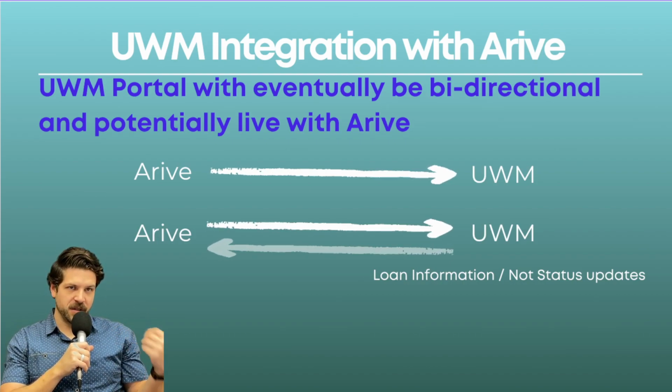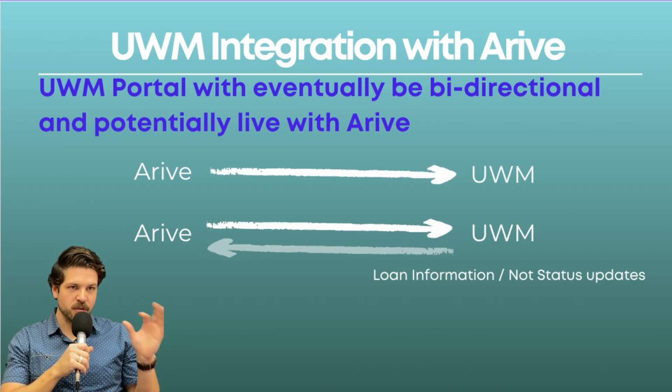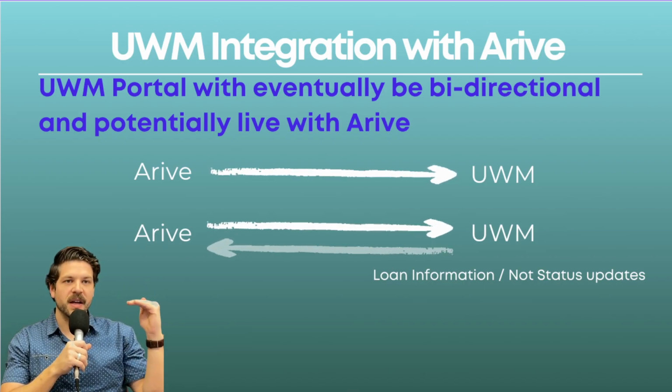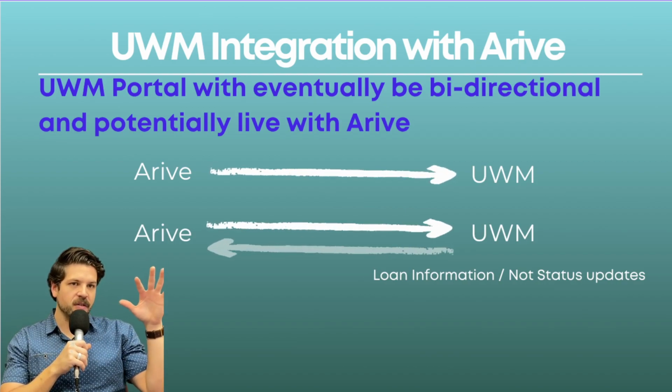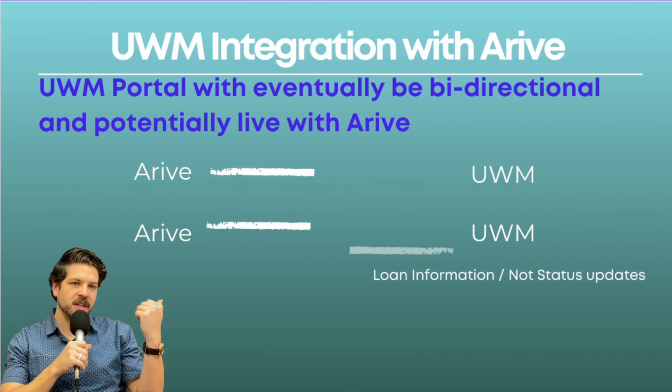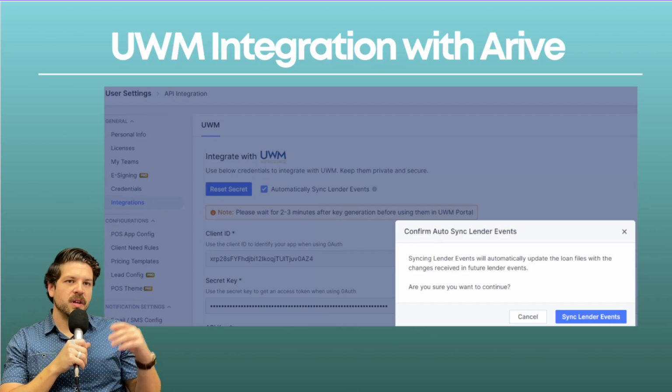So if a file changes loan type, down payment amount, borrower information, pretty much anything other than a loan status, it will update. Loan statuses would be like loan is pre-approved, loan is disclosed, loan is submitted to underwriting, loan is clear to close. Those are statuses. Anything other than those will automatically update your file in ARIVE to match it if you turn on the setting.